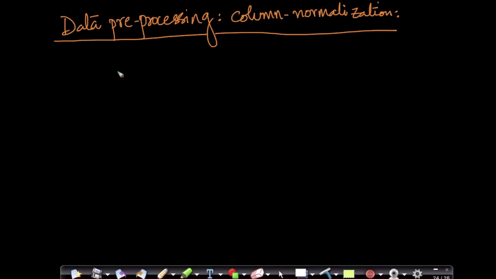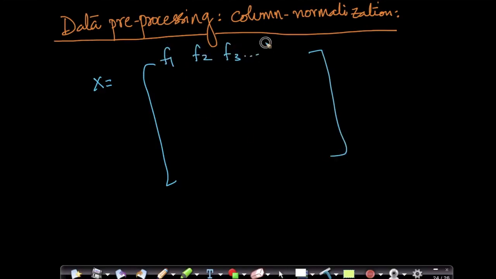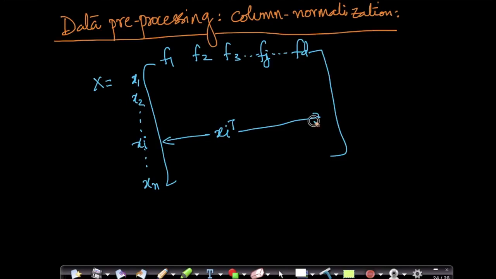Imagine I'm given a data matrix X where each column F1, F2, F5, and so on is a feature, and each of my points X1, X2, and so forth up to Xn is a row, Xi here and Fj here. My data point here is Xi transpose. So this is an n cross d matrix.